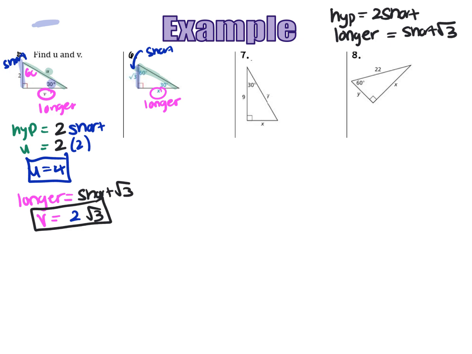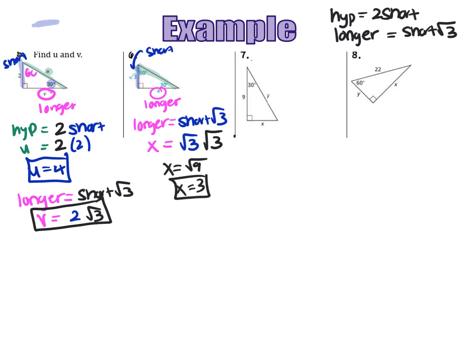Okay, on number 6, we are just trying to find the longer side. So I'm going to start by saying that the longer side is equal to the shorter side times the square root of 3. The longer side is x. The shorter side is root 3. We're multiplying that by the root 3 from the formula. That's going to give us x equals the square root of 9, or x is equal to 3.